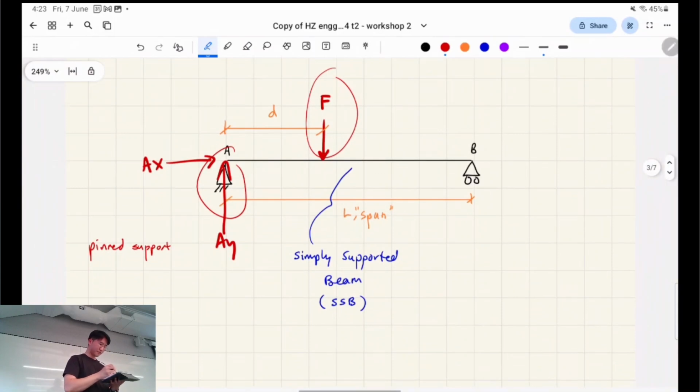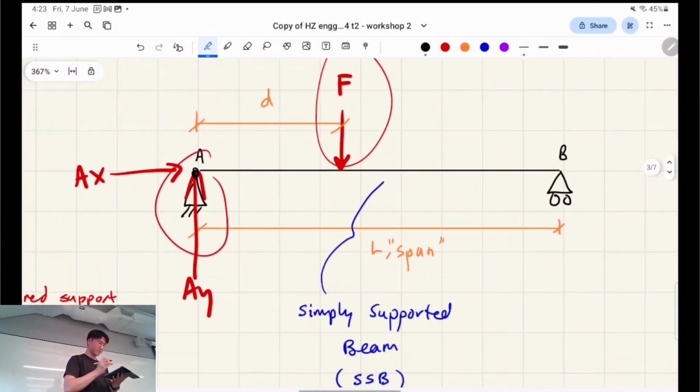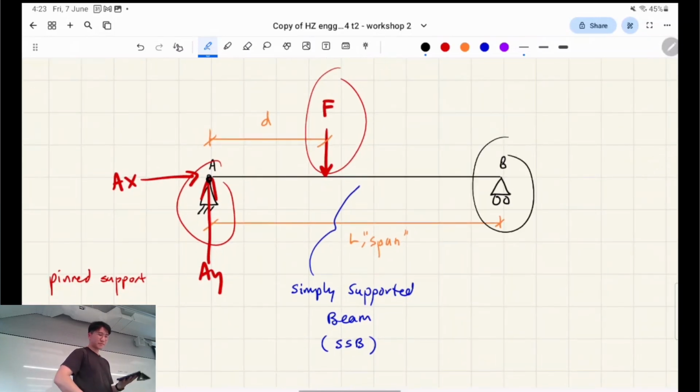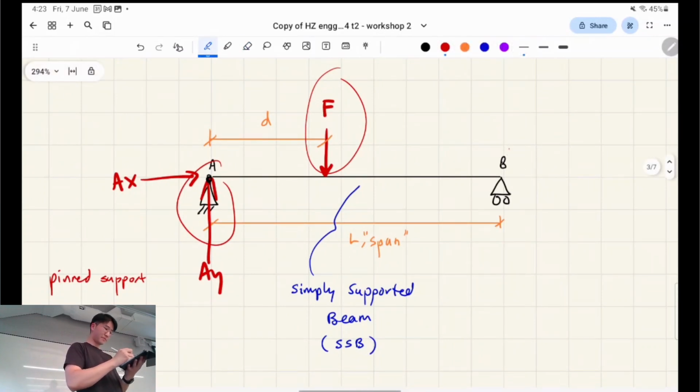Okay. But this has a pin on it. That's important to remember. And so the beam is free to rotate. It's just not free to move. That's what we're trying to represent with the pin support. So here, on the right, we have something called a roller support. Okay. This is a roller support.